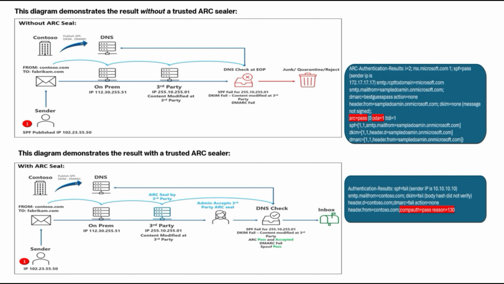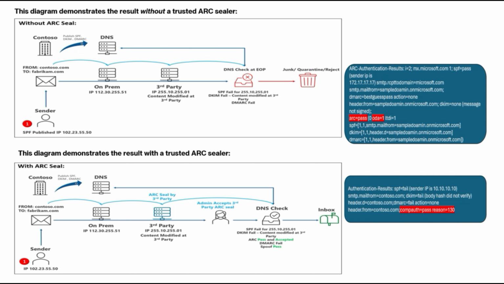Now the question might arise, what exactly happens here? The intermediate domain does the authentication checks like SPF, DKIM and DMARC, and it adds the result of those checks to the ARC header along with the ARC signature. And when the recipient receives that email, along with SPF, DKIM and DMARC checks, ARC checks are done against trusted intermediaries to authenticate the emails. Since we add the intermediate domain as the trusted ARC sealer, the authentication will pass.